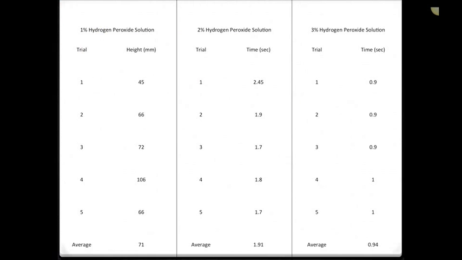This is a table of our collected data. When the 1% solution reacted, the bubbles never went over the top, and the height shown is recorded after 15 seconds. The average height of the bubbles was 71 millimeters. When the 2% and 3% solutions were reacted, the bubbles did go over the top, and the time shown in the table was the time it took to go over the top in seconds. The average time was 1.91 seconds and 0.94 seconds.